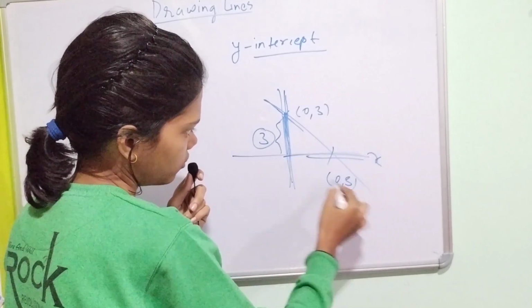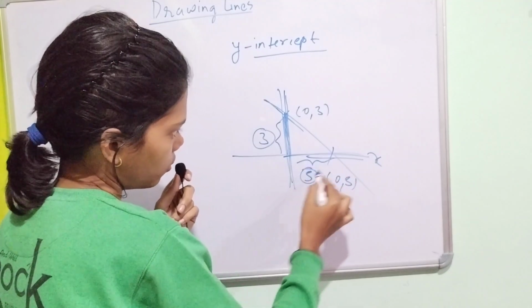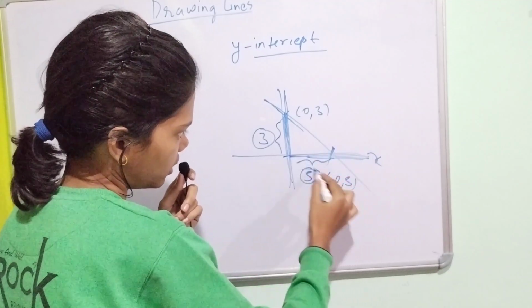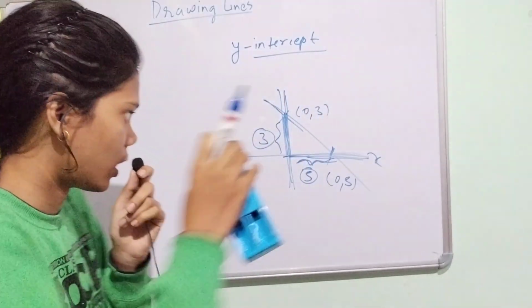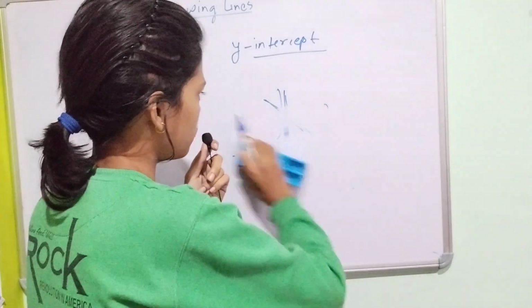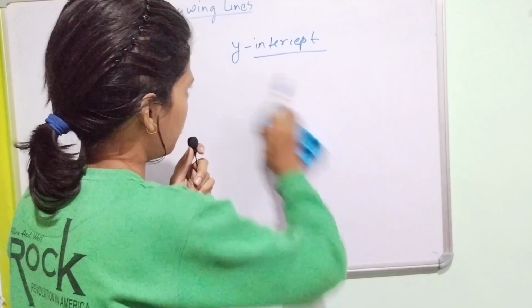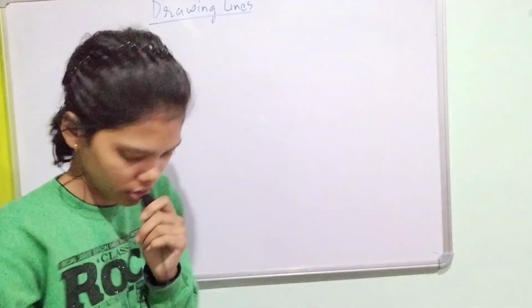Suppose it is (5, 0), so the x-intercept is 5. Wherever the line cuts the x-axis, that is the x-intercept. If it cuts the y-axis, that will be the y-intercept. Okay, now we have the knowledge of the slope and the intercept. Now we are in a position to draw the lines.